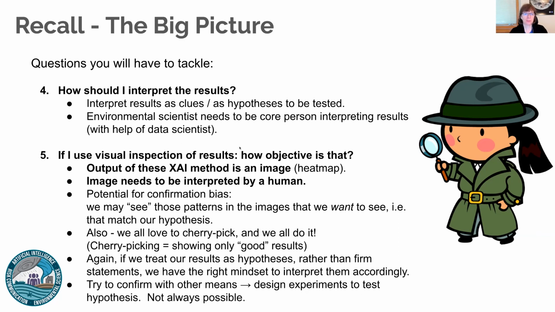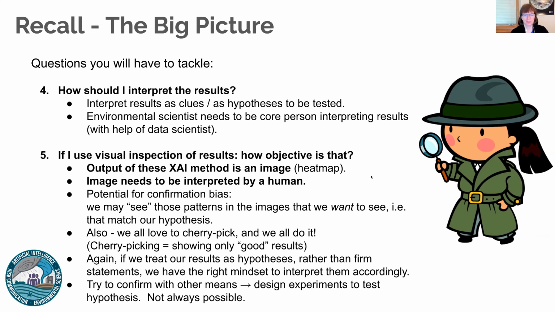How should I interpret the results? Interpret the results as clues, as hypotheses to be tested. Again, environmental science needs to be the core person interpreting the results with the help of the data scientist. The role of the environmental scientist is probably bigger than the one of the data scientist to make sense of what you're seeing here. And last but not least, this is maybe the most important point.